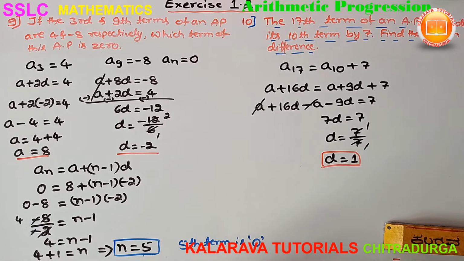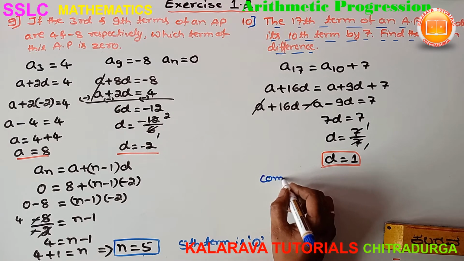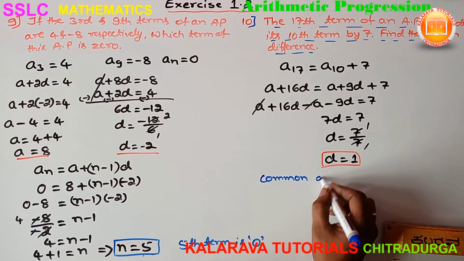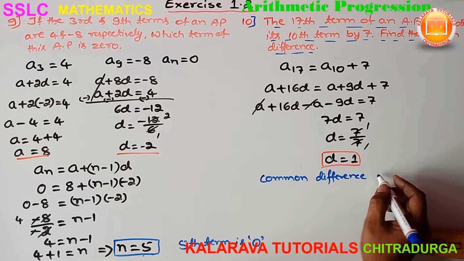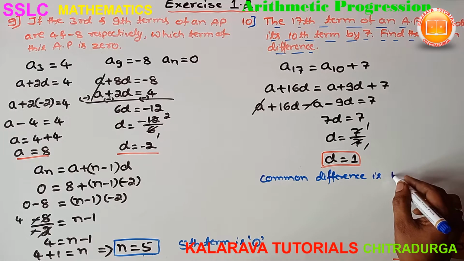So we write what is the common difference. They have asked to find the common difference. Here we write common difference. Common difference is 1.